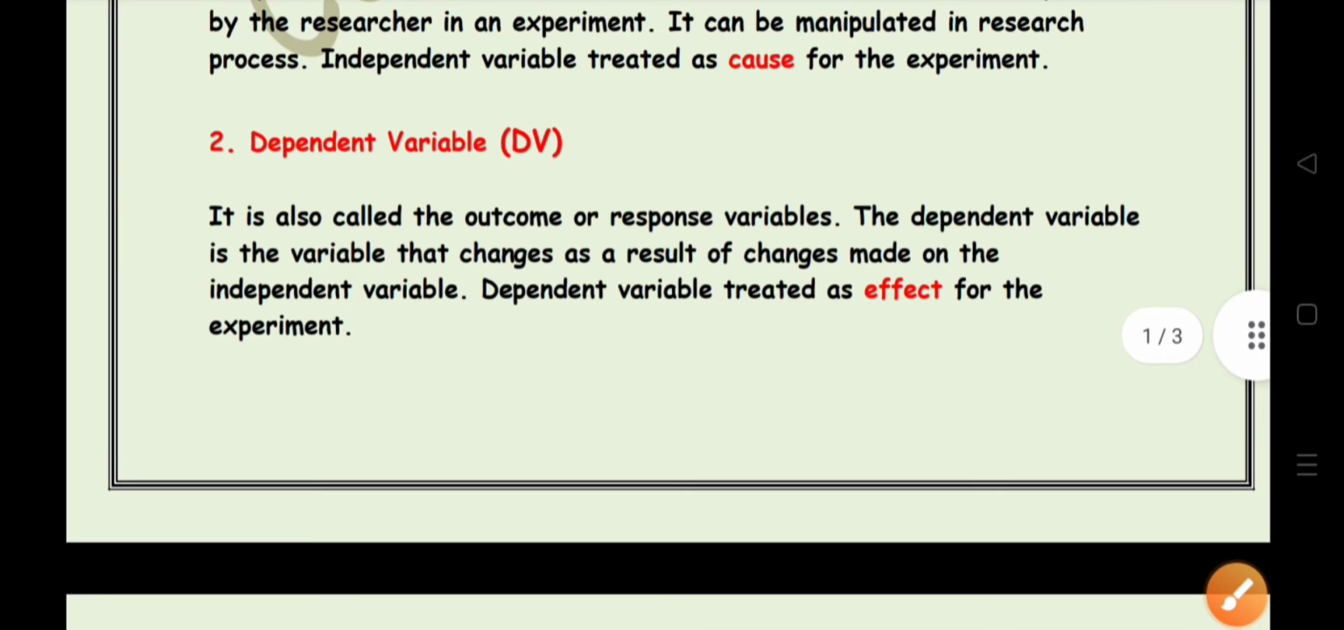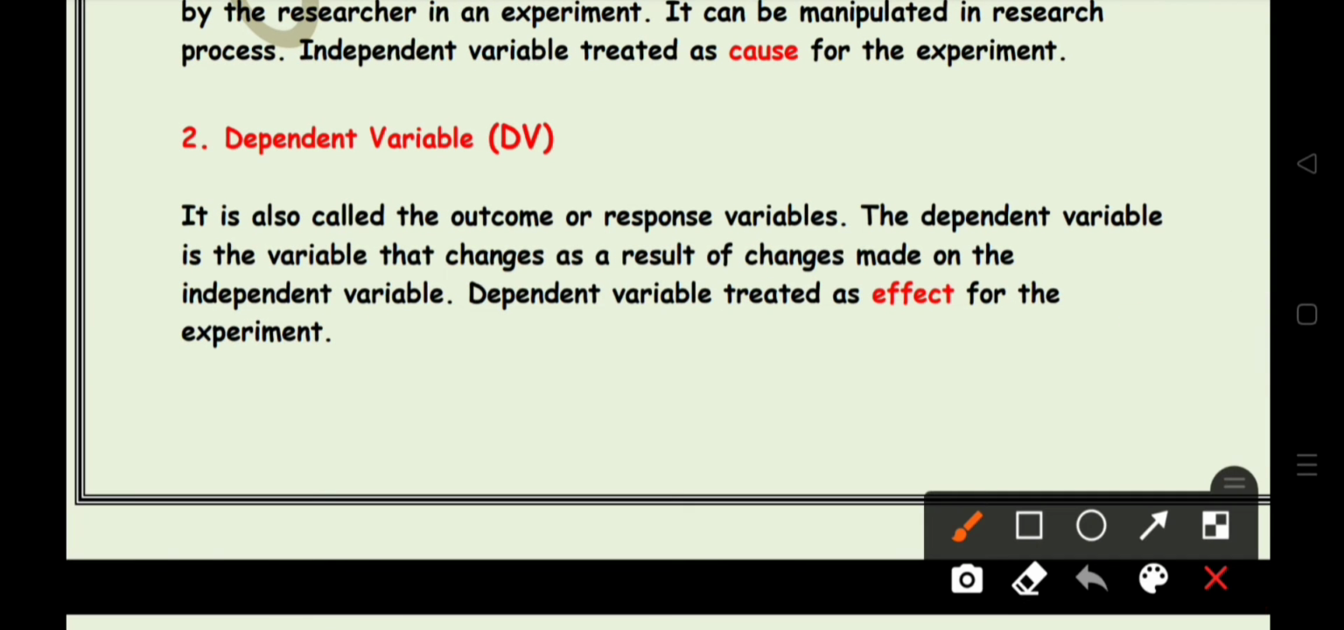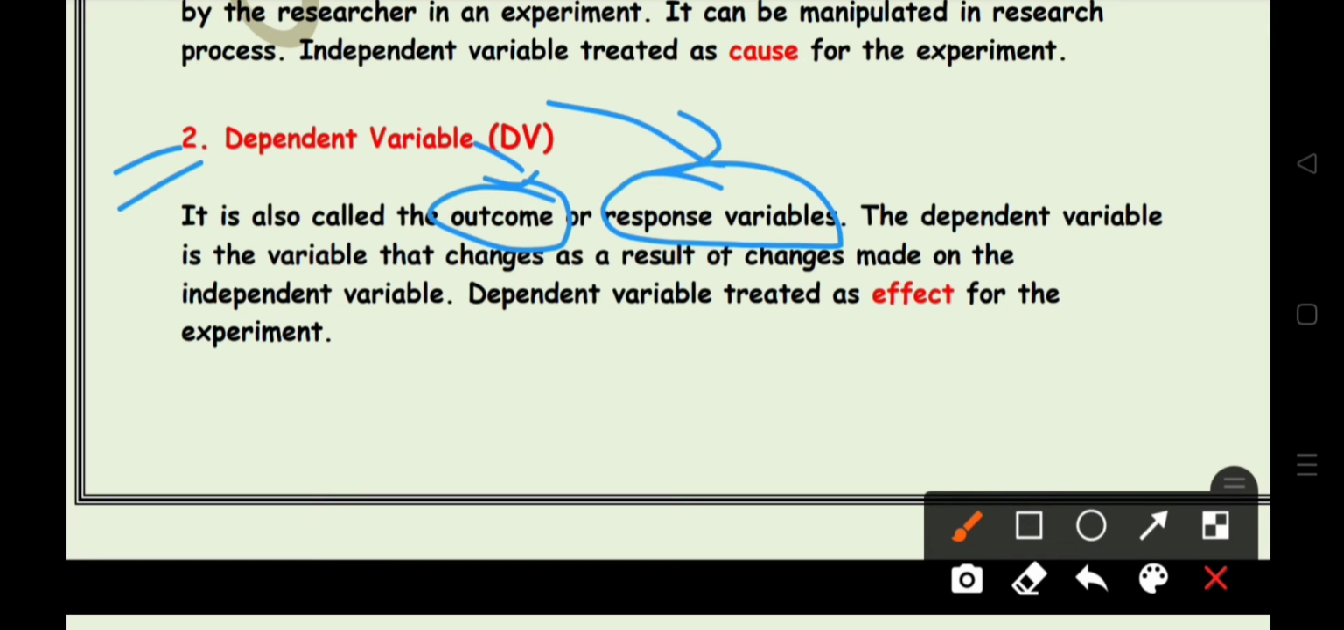Then next, the dependent variable. It is also called the outcome or the response variable. This is an important point. The dependent variable is also called the outcome or response variable. The dependent variable is the variable that changes as a result of the change made to the independent variable.